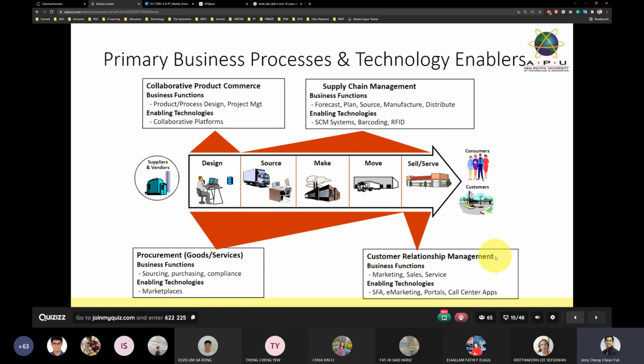CRM. So this is something we'll go into a bit more as well, right? But of course, technology has helped in terms of marketing, in terms of sales, in terms of service, both after sales service or even pre-sale service as well. So there are enabling technologies such as SFA, Salesforce Automation, which is a very popular tool available today. E-marketing portals, call center apps. So a lot of this has been enabled by technology in order to support businesses accordingly. All right.